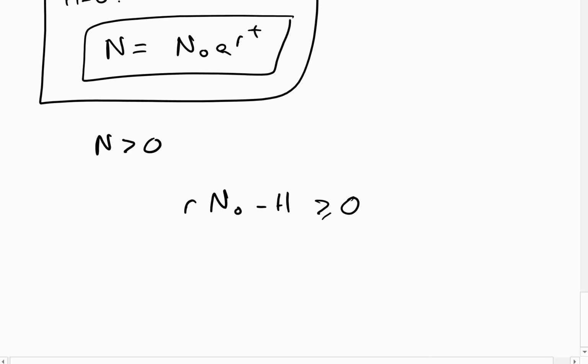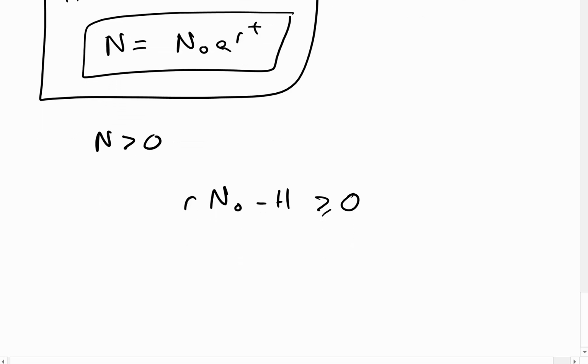So in other words, the maximum amount that it can be is equal to 0 as well. Realistically it's got to be greater than 0, but the absolute maximum will occur when it's equal to 0. So if we make this equal to 0 and do a little bit of rearranging, r n naught has got to be equal to h.